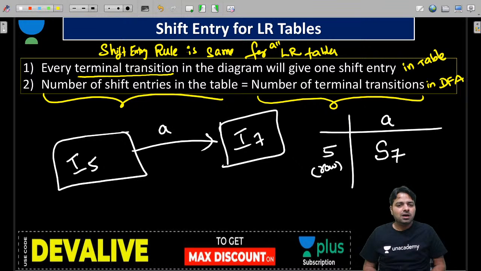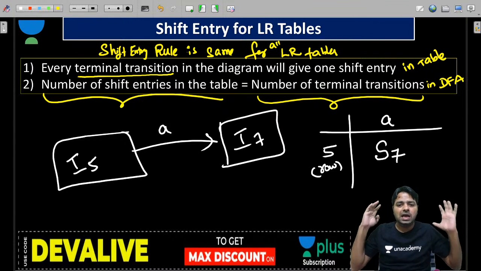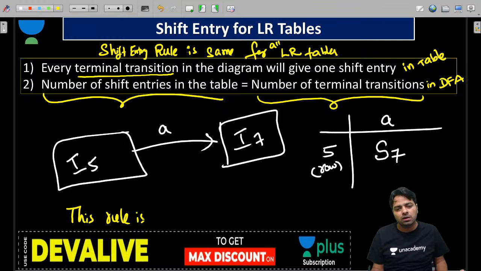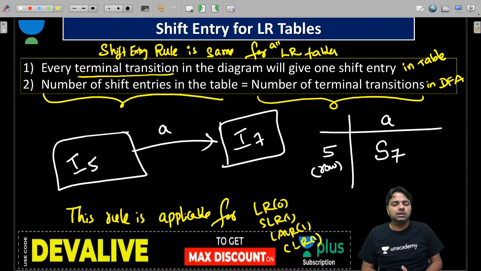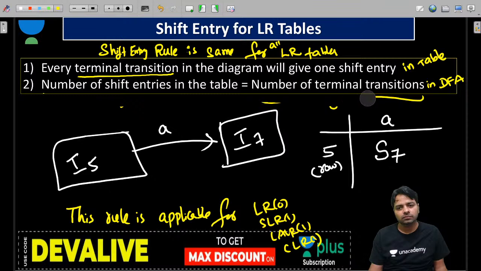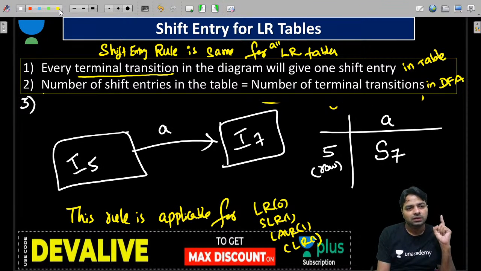Is it clear, everybody? This rule is the same for everyone: LR0, SLR1, everybody follows this rule. And this rule is applicable for all parsers. I'm saying it: applicable for LR0, SLR1, LALR1 and CLR1. Is this point clear? And the first point, when you talk about the number of shift entries, you can keep that as a note yourself.